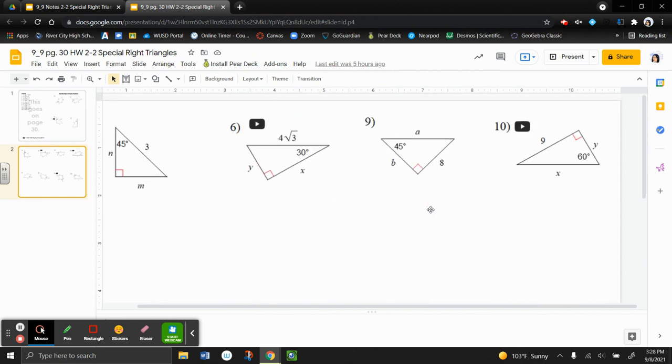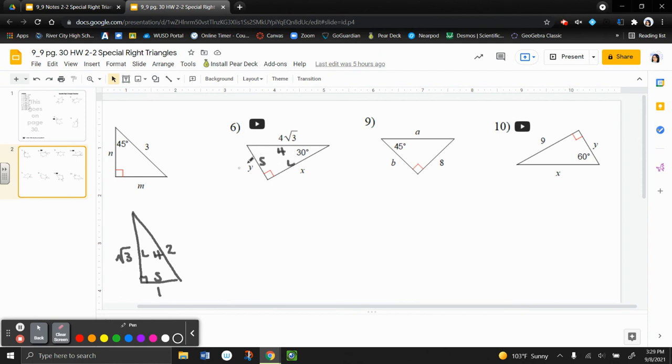All right, now let's take a look at number 6. So this is a 30, 60, 90 triangle. So I'm going to go ahead and draw my 30, 60, 90 triangle. I have my short leg, my long leg, and my hypotenuse. The short leg is 1, the long leg is the square root of 3, and the hypotenuse is 2. Okay, so I'm going to label short, long, and hypotenuse.